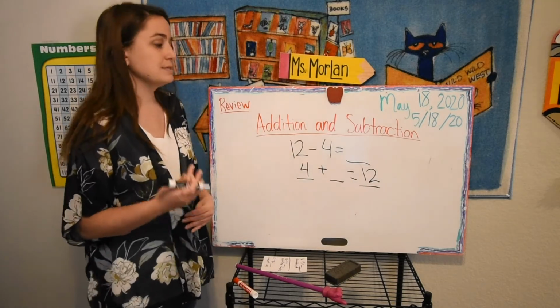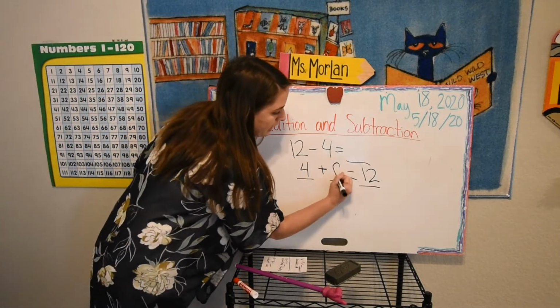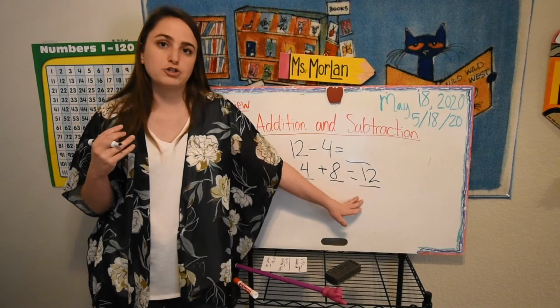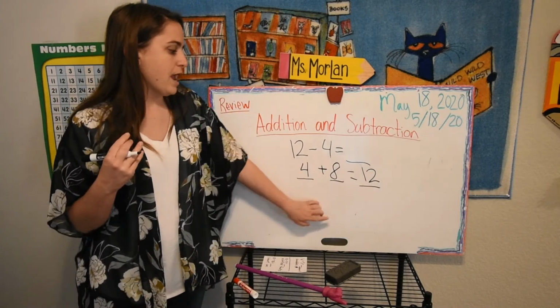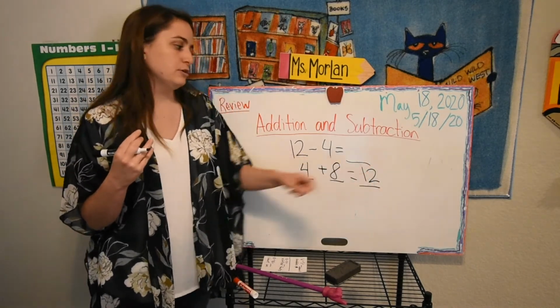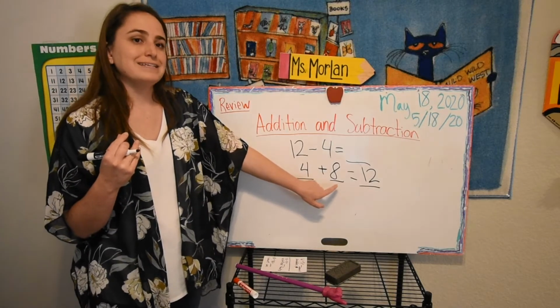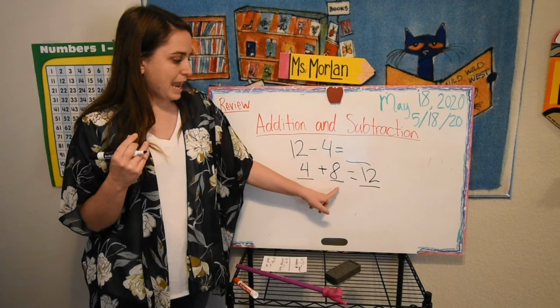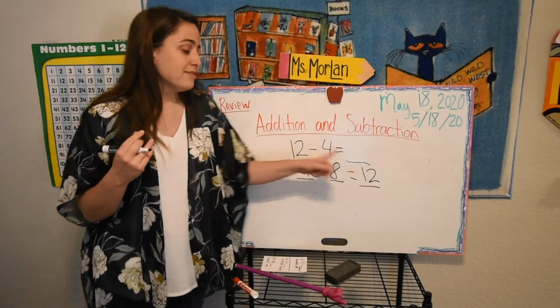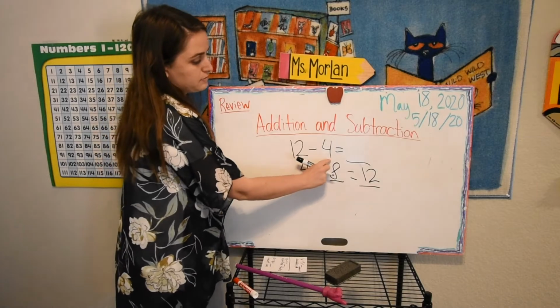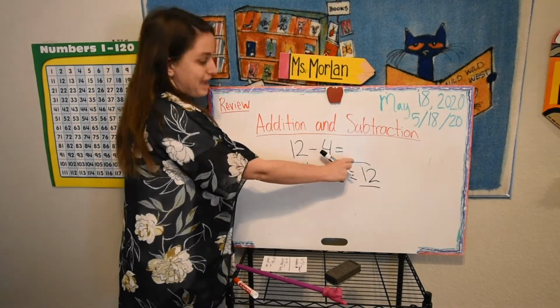Well, 4 plus 8. Okay, now if you didn't know that, you could have easily drawn a picture, right? Started with 4 and then drew on until you get to 12, and that would have told you the other add-in is 8. So 4 plus 8 equals 12, then that means, for my subtraction problem, 12 minus 4 equals 8.